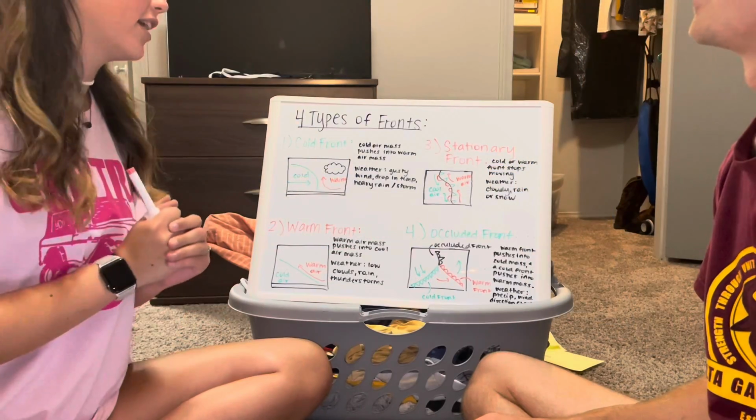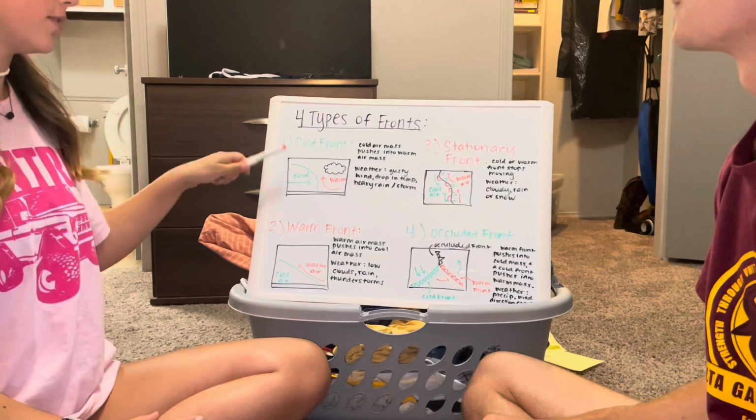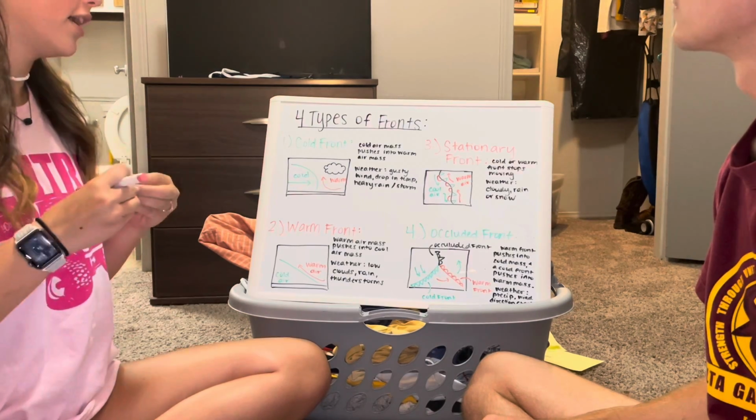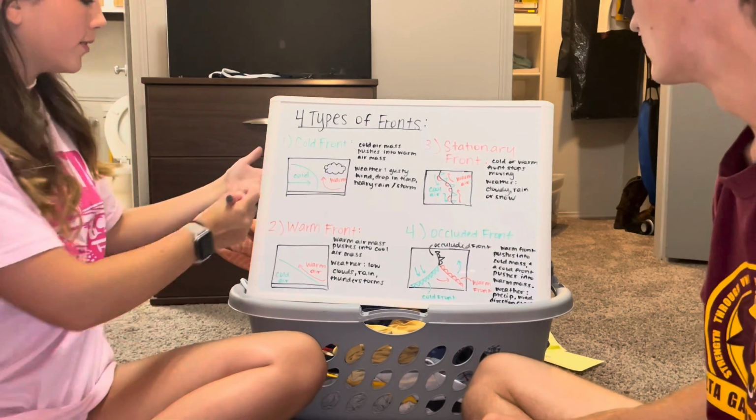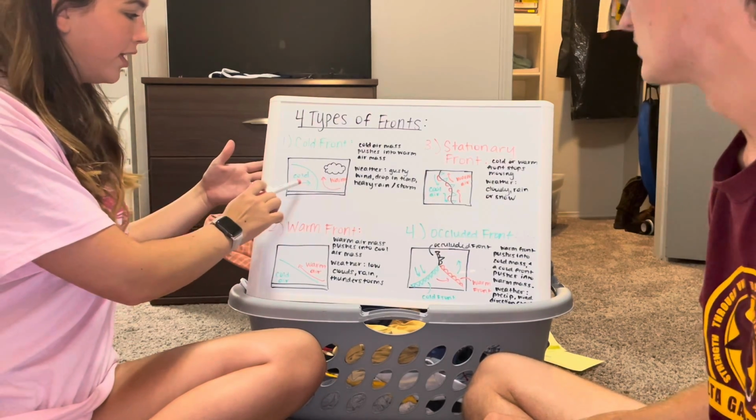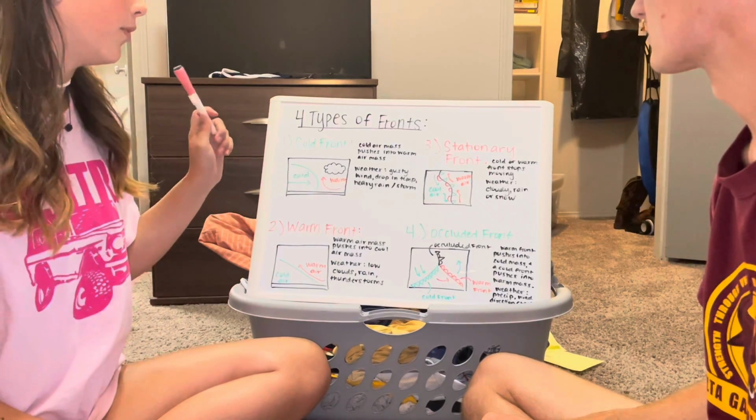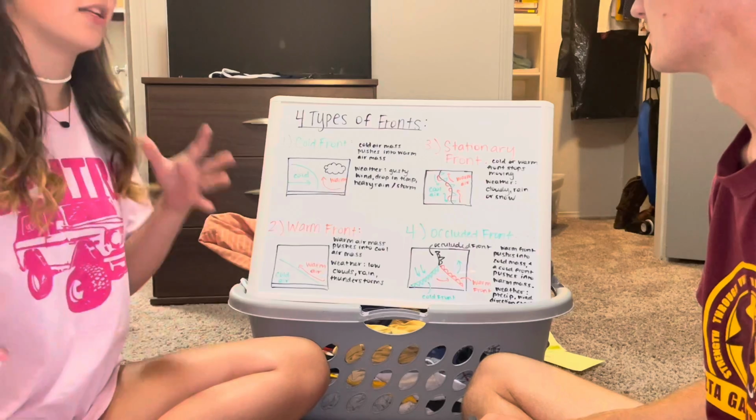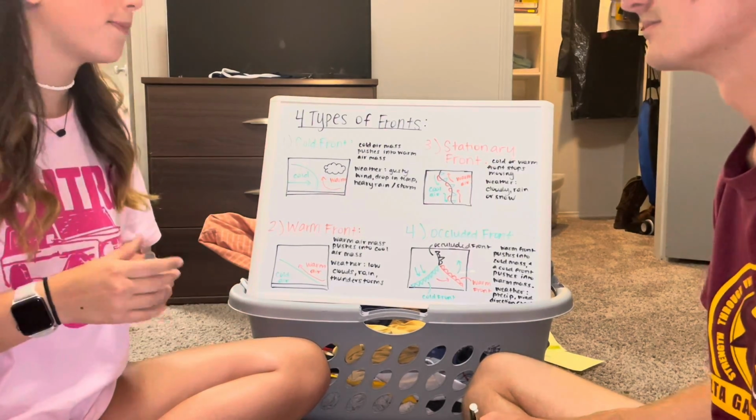So today we're going to be talking about four types of fronts. First one we'll be talking about is a cold front. During a cold front, cold air mass pushes into a warm air mass. This is what it looks like. See, the cold air is forcing the warm air up. The weather during this kind of front is gusty wind, drops in temperatures, and heavy rains or storms.